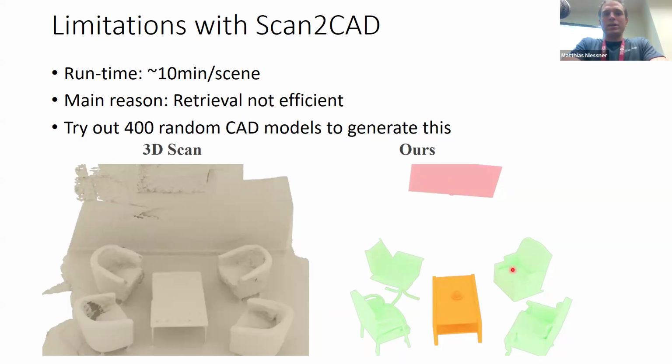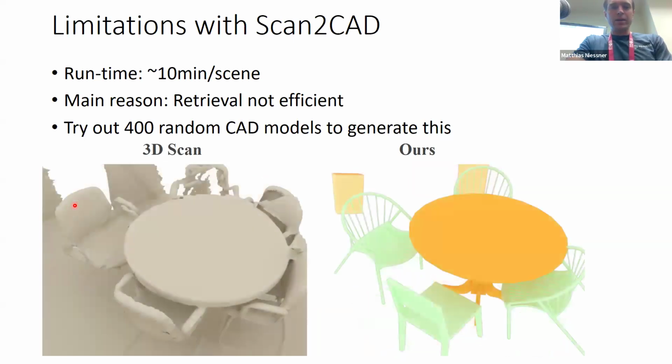The issue is the retrieval is just not very efficient. In other words, you have to try out basically 400 random CAD models just to generate these basic matches here, right? And this is obviously a little bit unsatisfactory, and it would be great if this could be done better. So how can we make it better?